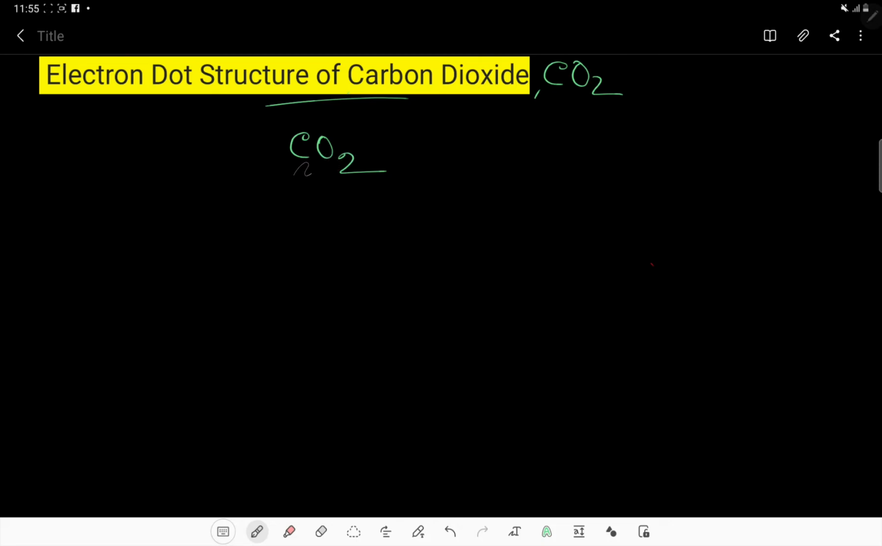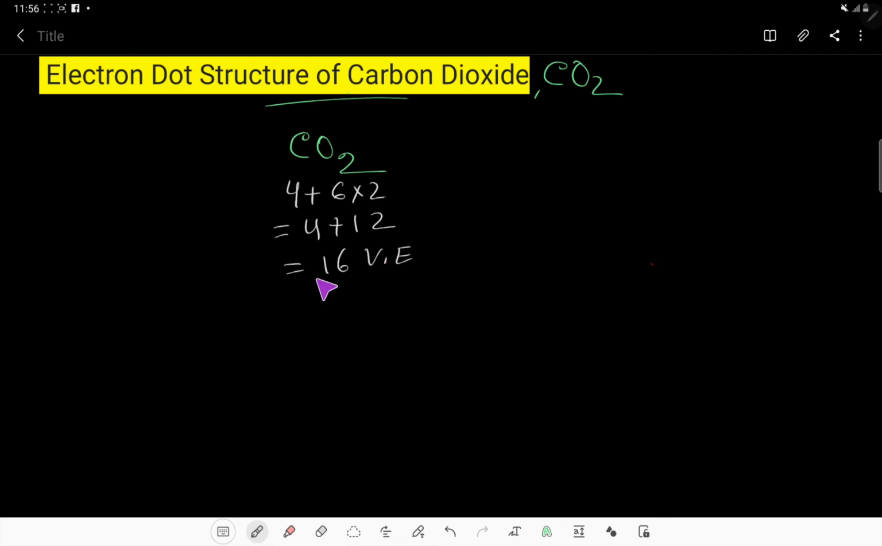Carbon is an element of group 4A, so it has 4 valence electrons. On the other hand, oxygen is an element of group 6A, so it has 6 valence electrons. But here we have 2 oxygen atoms, so multiply by 2. So basically you are getting 4 plus 12, that is 16 valence electrons totally, right?